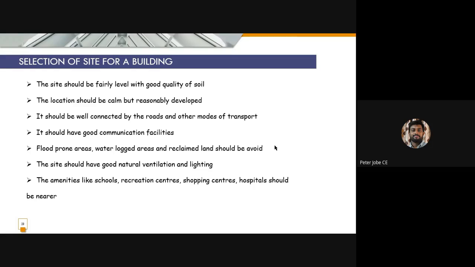And the next point: amenities like schools, recreation centers, shopping centers, hospitals should be near. So amenities like schools, recreation centers, shopping centers should also be near to a building. So this is the last point which we should take care of. What is the importance of having schools, shopping centers, hospitals, recreation centers nearer to our home? I need not explain. You might know how important it is for the general well-being and the progress of a particular person. So these are the things which we should take care of.